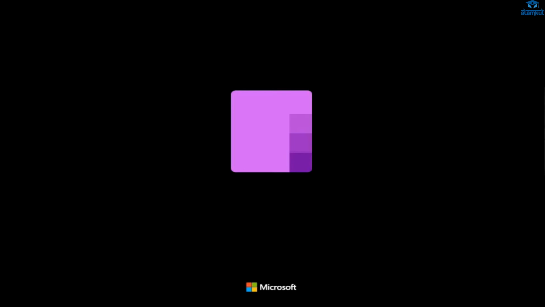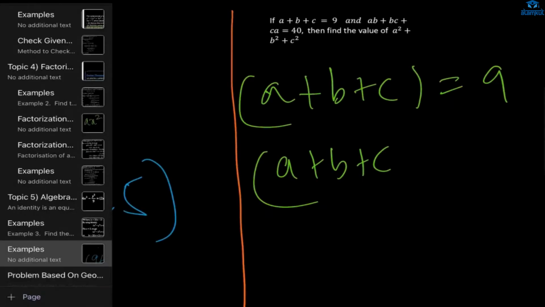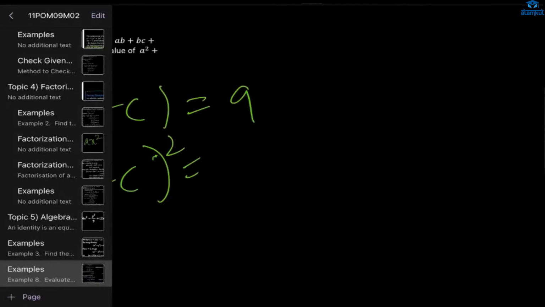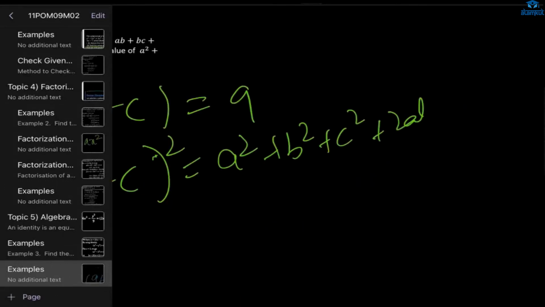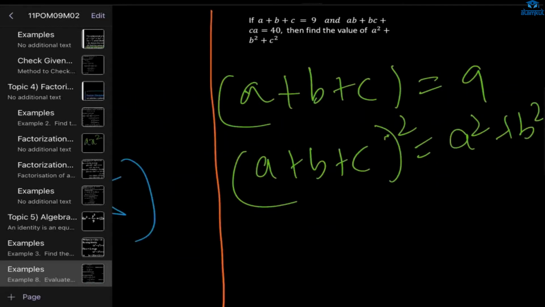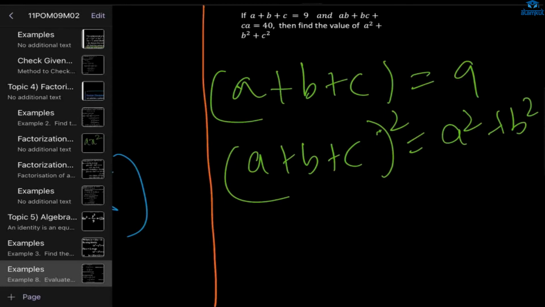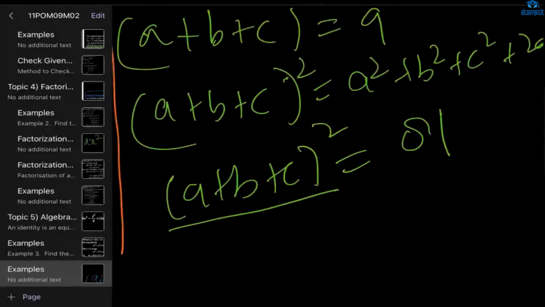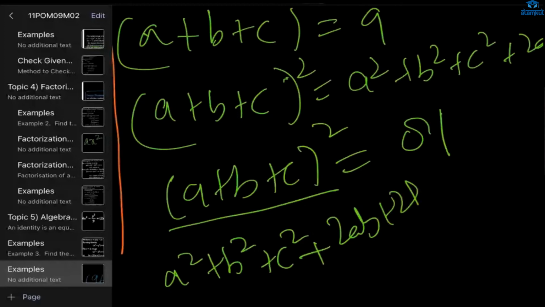Just a minute. Okay, a plus b plus c whole square is equal to a square plus b square plus c square plus 2ab plus 2bc plus 2ca. This is the value. Now, we have already got the value of a plus b plus c is equal to 9, so we are going to square it on both the sides. What we will get on squaring is 81. Am I right? Now, what will this expand to? a square plus b square plus c square plus 2ab plus 2bc plus 2ca is equal to 81.